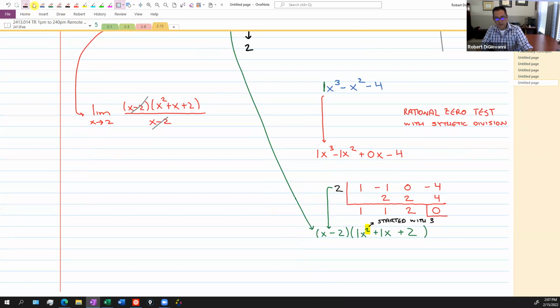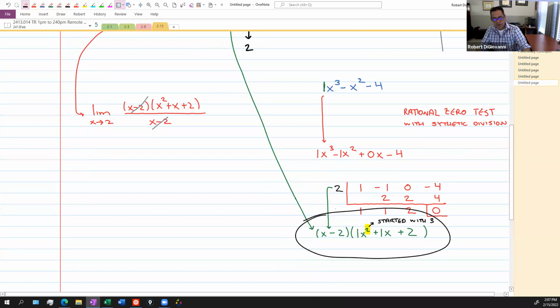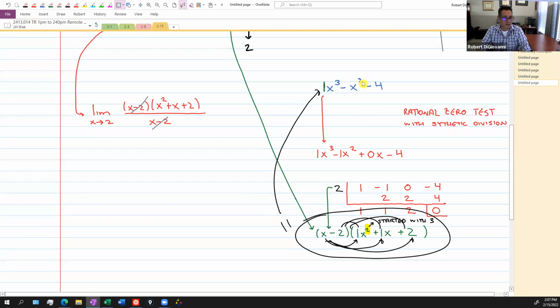If you don't believe that this equals that, you would have to multiply this all out to prove it to yourself. If you take this and multiply x through here, x through here, x through here, and then -2, -2, -2, I promise you, you're going to get back this up here. I promise it's going to happen.